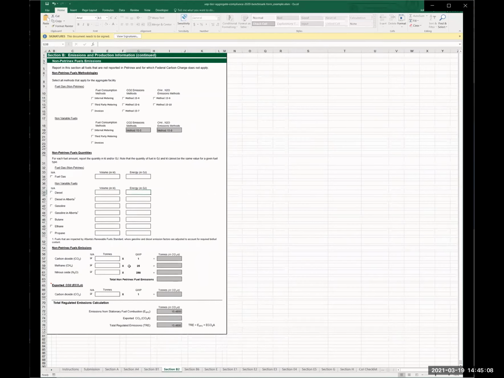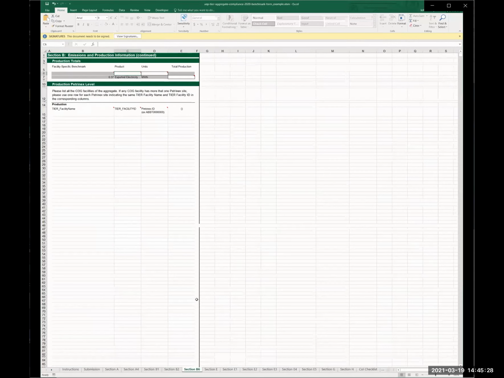There is also a field to report exported CO2 from stationary fuel combustion. Most aggregates will not have any quantity to report here. The bottom part of the sheet shows the calculated total regulated emissions for the aggregate.